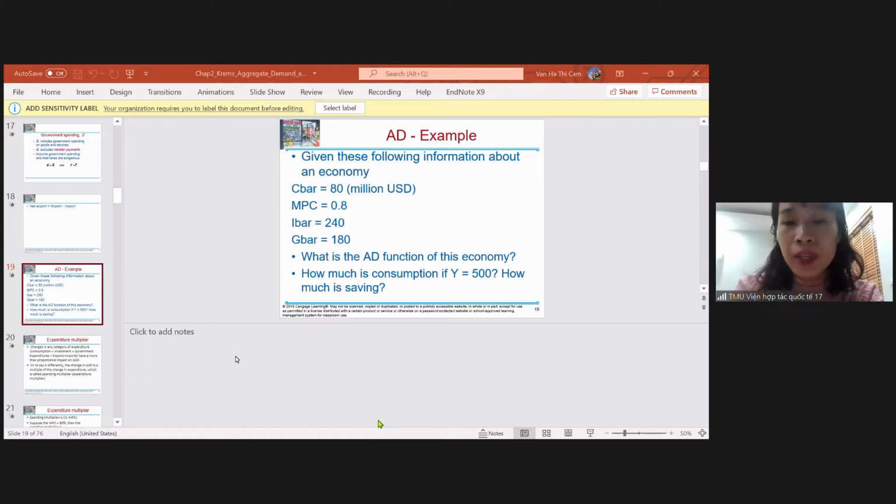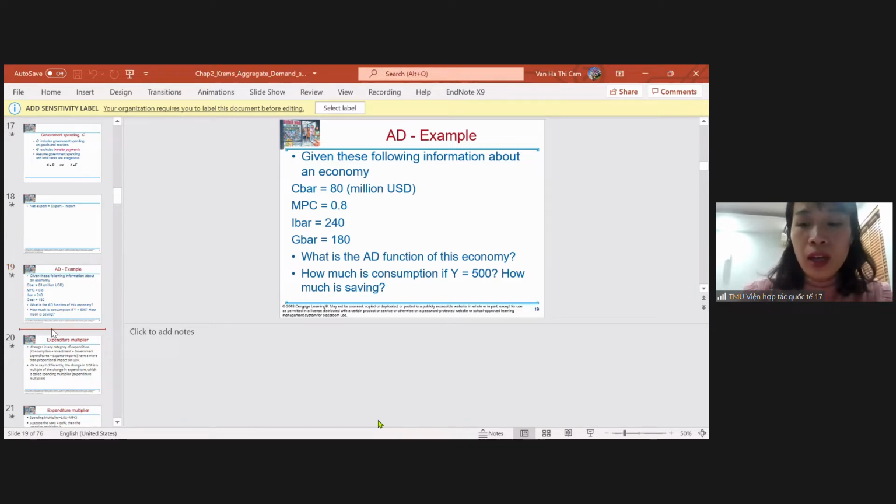Right? So you have an example here that can help you understand more about how we can calculate AD, or aggregate demand. If you look at this information, we have C bar, the constant consumption of the household and individual, the consumption when you don't have any income. Okay, if you remember.